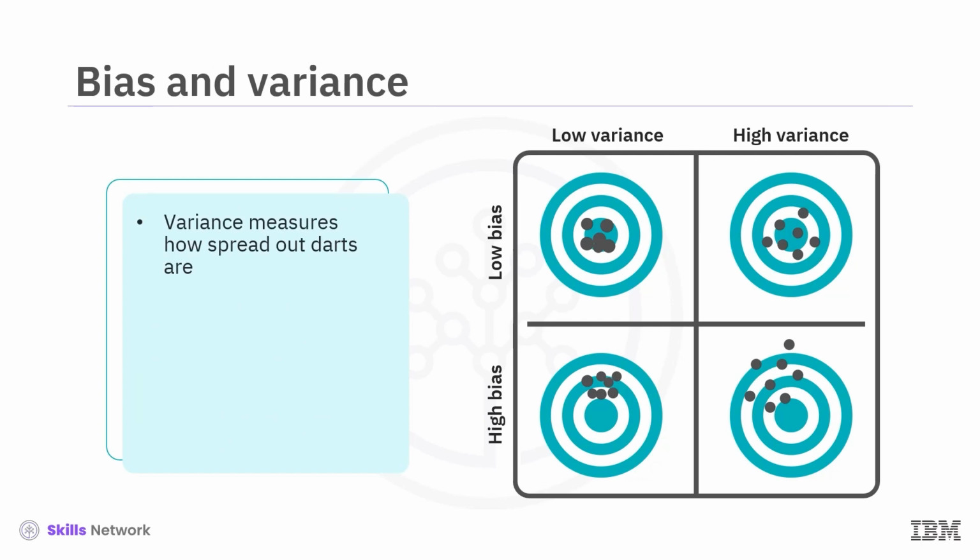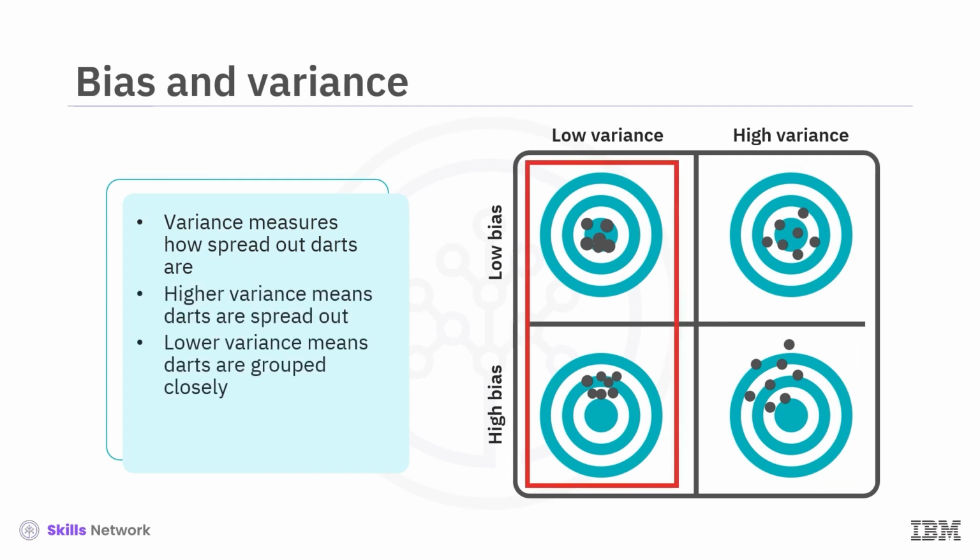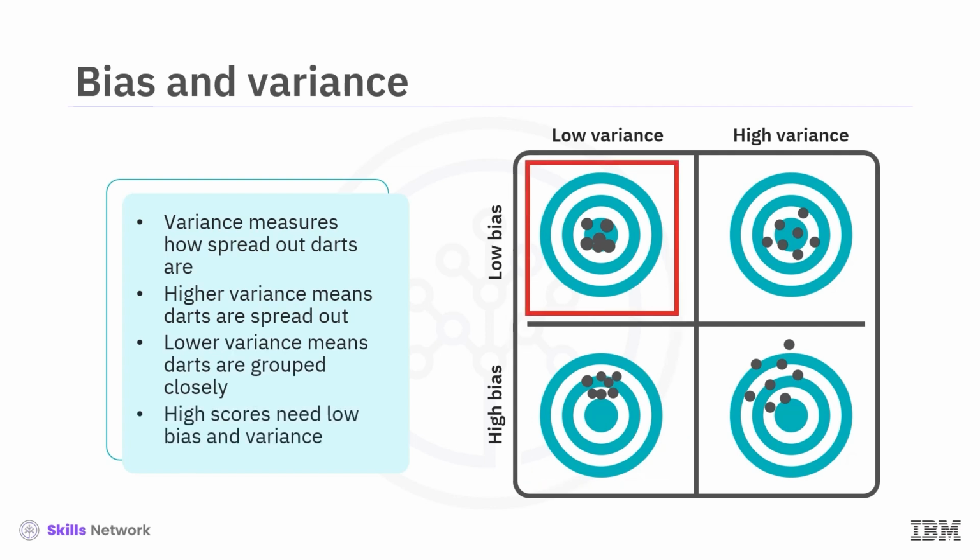Variance measures how spread out the darts are, representing precision. The dart boards on the right display higher variance, meaning the darts are more spread out, while the boards on the left show lower variance, with the darts grouped closer together. As shown on the top left board, achieving a high score requires both low bias for accuracy and low variance for precision.